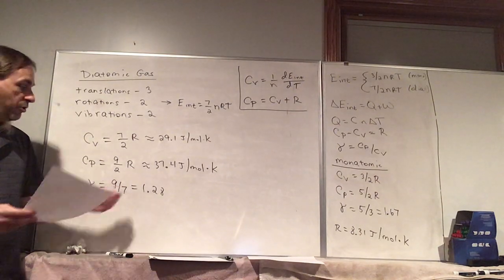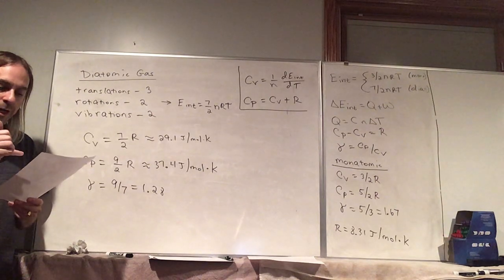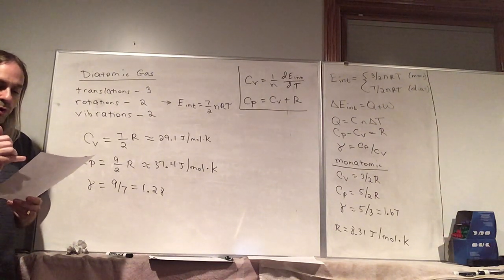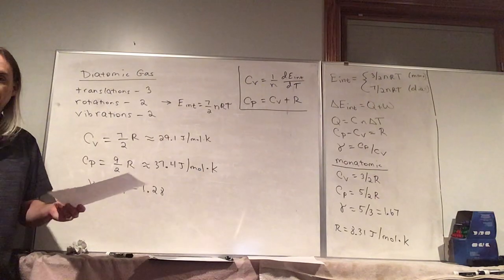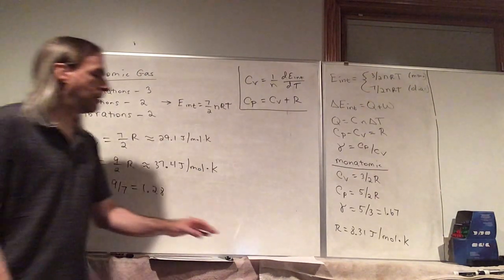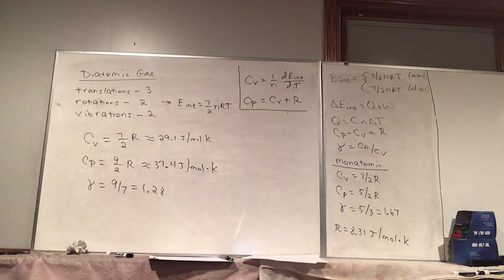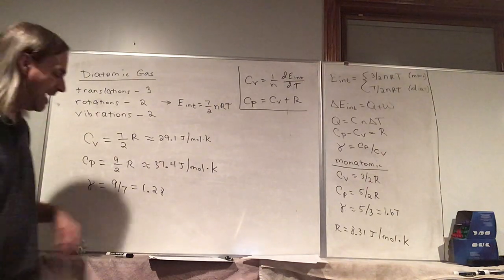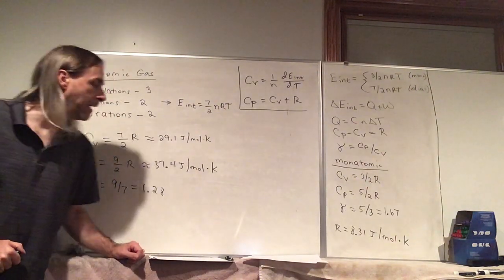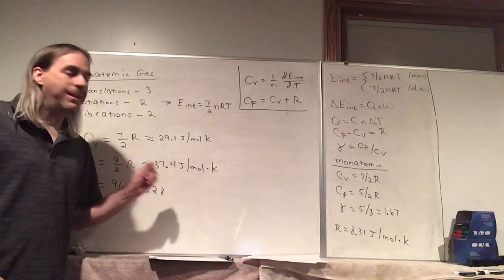And then gamma, which would be around 1.28. The experimental results are like 1.41, 1.40, 1.40, 1.35. Bit off as well. So it looks like our model did not do all that great in explaining what's going on for a diatomic gas. It worked really well for a monatomic gas, not quite as well when we're looking at a diatomic gas. And there is a reason for that.